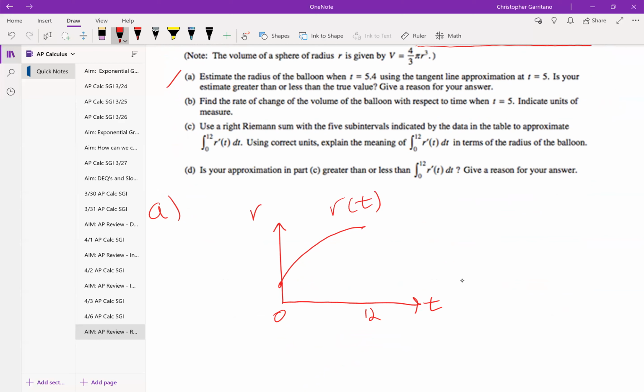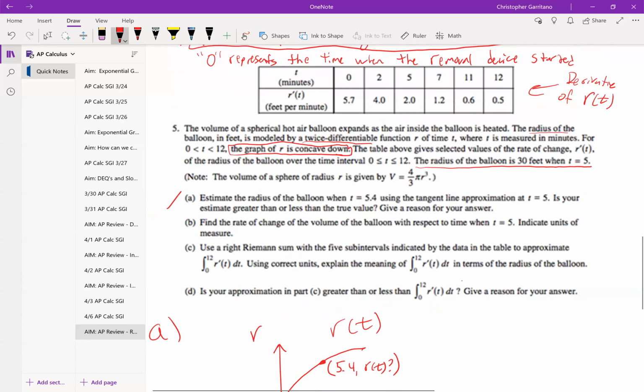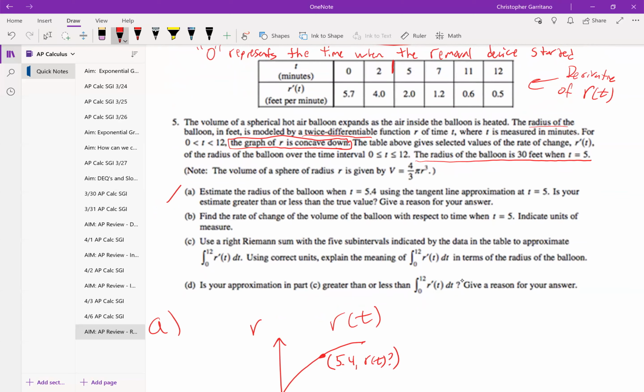All right, so we want to know the radius of the balloon when t equals 5.4. And by the way, this is not going to be to scale. All right, but this is what we're interested in. When t is 5.4, what is the radius? Well, I don't have any information about that point, but I do have information about a nearby point, and that is when t equals 5, I know that the derivative is equal to 2.